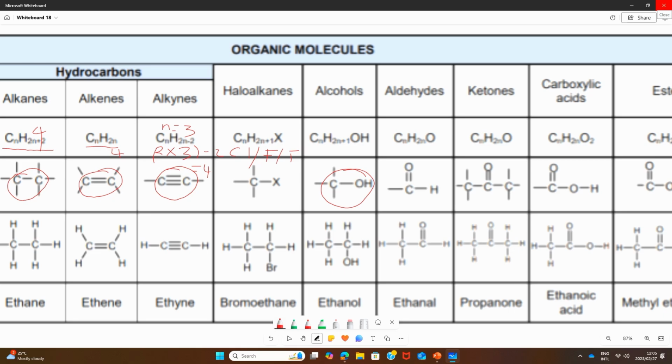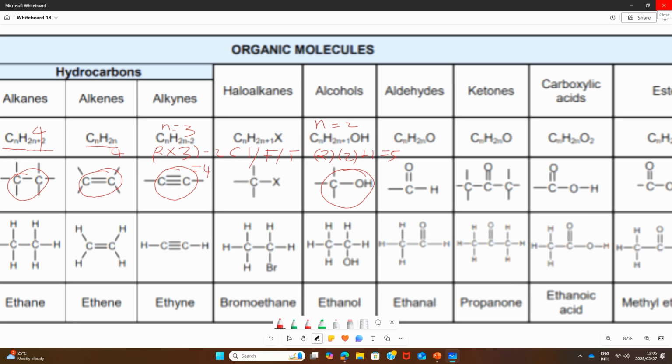Now, alcohols have the general formula CnH2n plus 1 OH. Let's say for this example, n is equal to 2. So how many hydrogens would you expect to have in this structure? You would have the hydrogens which are 2 times 2, which is 4, plus 1, which is going to be a 5. However, there is that hydrogen which is part of your hydroxyl. So in totality, you are going to have 6 hydrogens here.